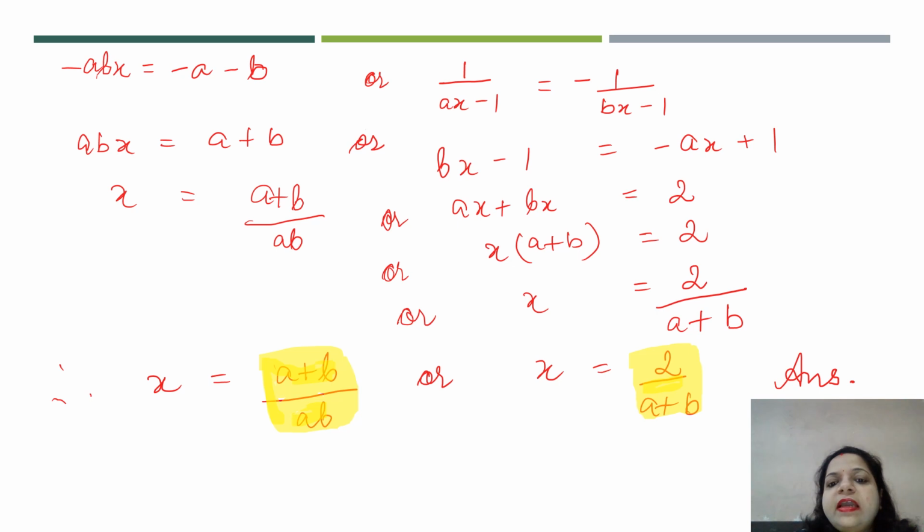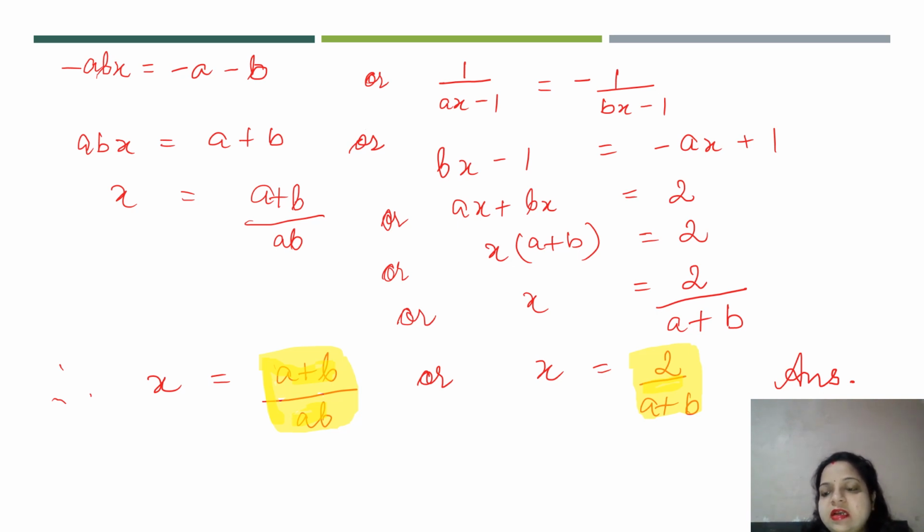So now ax plus bx is equal to, we will bring the x terms on the left hand side. So ax plus bx is equal to 2. 1 will go on the other side and it will become 2, and x common we will take, and a plus b, that is equal to 2. Therefore x is equal to 2 upon a plus b, x equal to 2 upon a plus b, that is the answer.